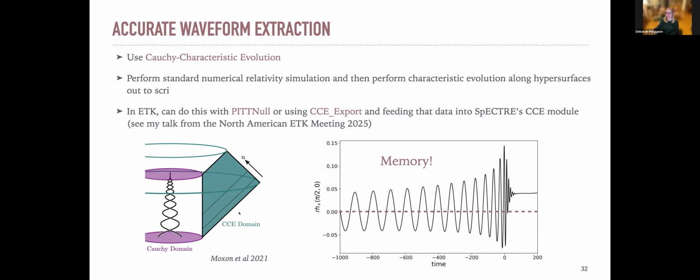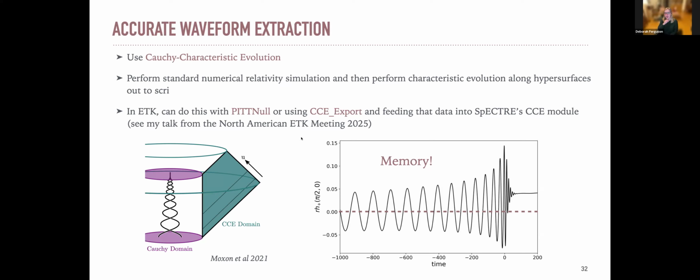And that's the characteristic evolution. The result is quite accurate because you're actually evolving your simulation out. There's still uncertainty and error introduced, and there are some approximations you make, but it is quite accurate. And what this plot on the right shows is that this lets us capture memory.